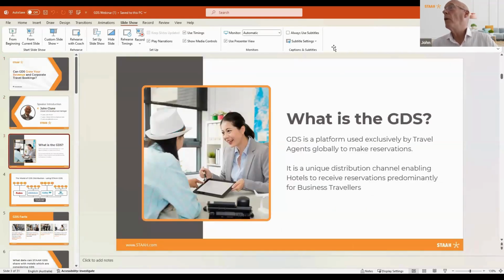Okay, so I've introduced myself. Let's start with what is GDS. GDS is a platform used exclusively by travel agents globally to make reservations. It's a unique distribution channel. It's different to the other OTAs that hotels are familiar with, such as Booking.com and Expedia. However, it is still a channel, but it's just a different channel. And it's used by hotels to receive reservations predominantly for business travelers.